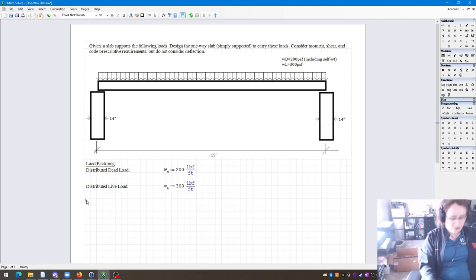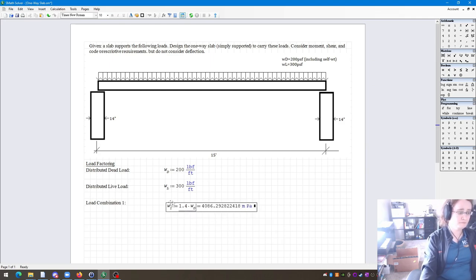Okay. Then I want to go ahead and do some load combinations or factoring. And because we only have dead load and live load, either the ASCE load combination 1 or ASCE load combination 2 will govern. So our first load combination, maybe I'll call this W1 equals 1.4 times W dead. And we want this in pound force per foot.